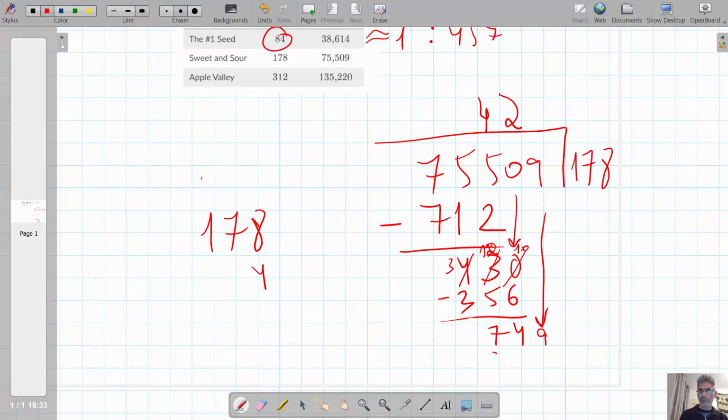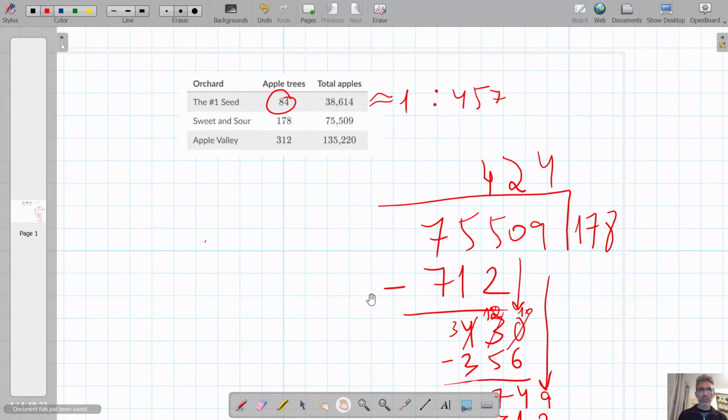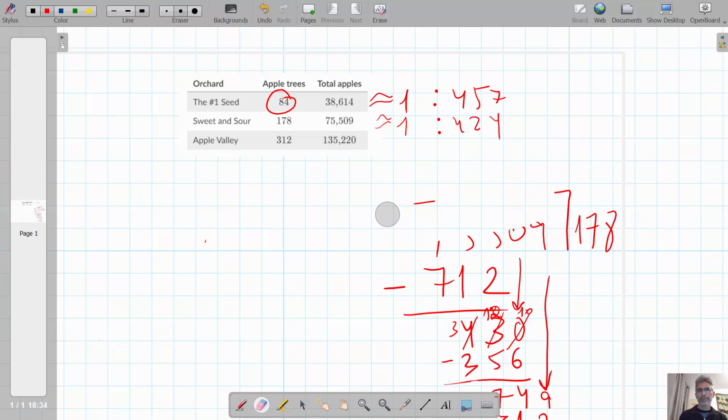Yeah, it's 712. So here left 47. So this was times 4. Okay, so 424 and a remainder. So it's about 1 tree to 424 apples.